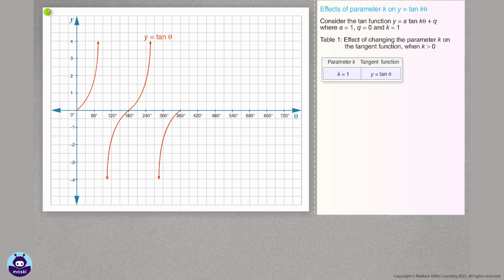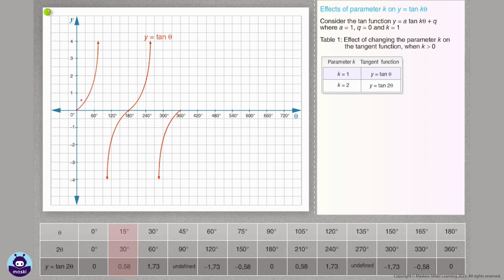Consider the tan function where k equals 2. The function becomes y equals tan 2 theta. We can calculate the y values of this function and plot the graph on the same set of axes. Observe that the shape of the graph of y equals tan 2 theta is the same as that of the graph of y equals tan theta. However, the period of the function has changed.